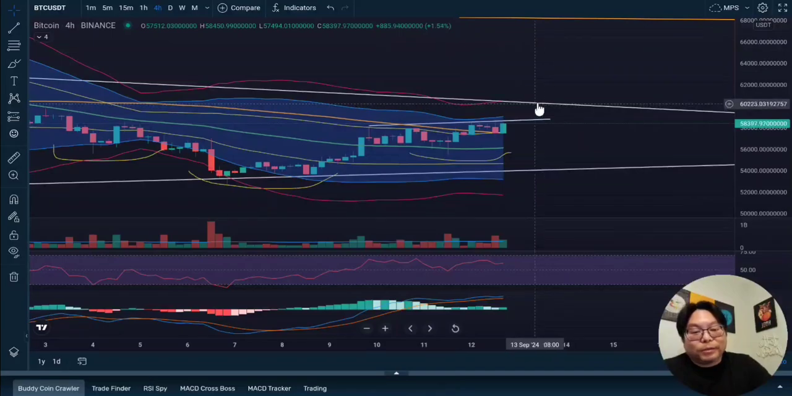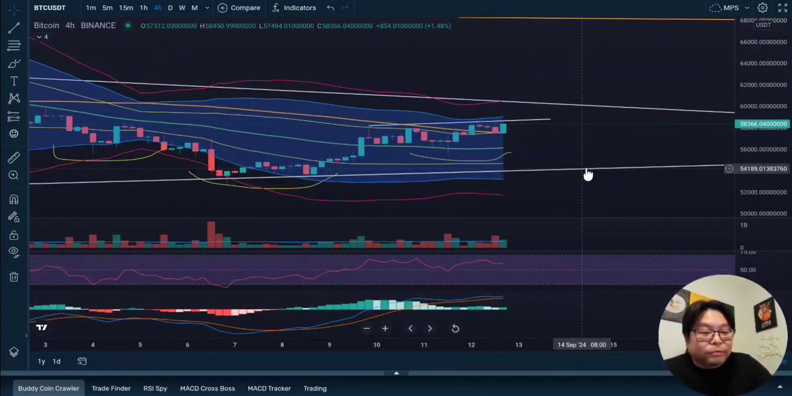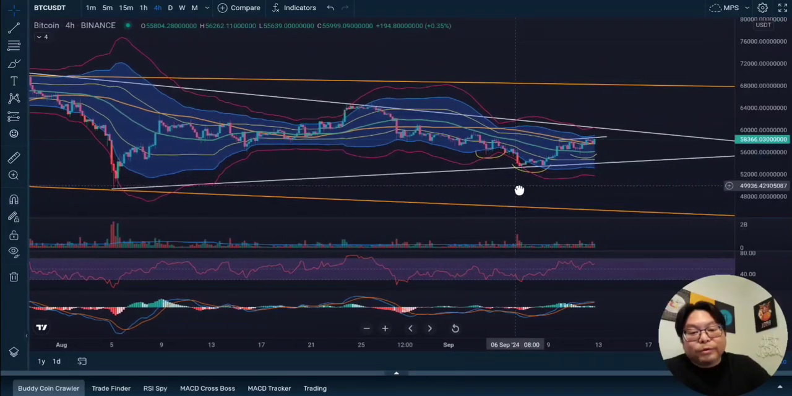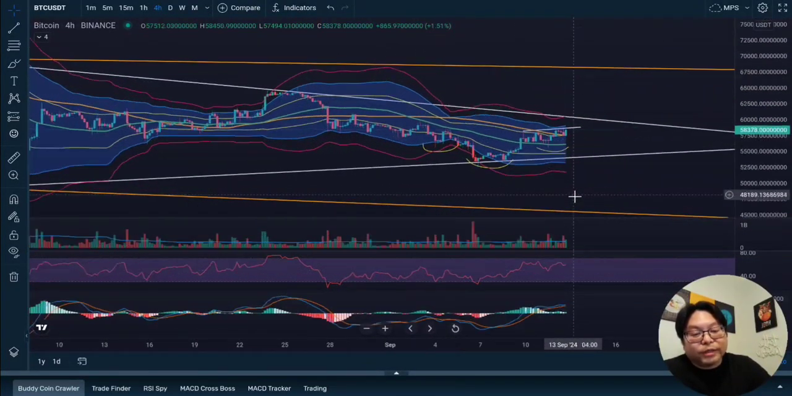All right, so anyways, if we get rejected here and also go below this, then we're most likely going to go all the way down to 54. What I'm trying to say is right now there's a lot of ifs, ands, and buts in this trend line, and in this trend right here. It's actually a symmetrical triangle, meaning it's closing in, it's getting squeezed in, right?